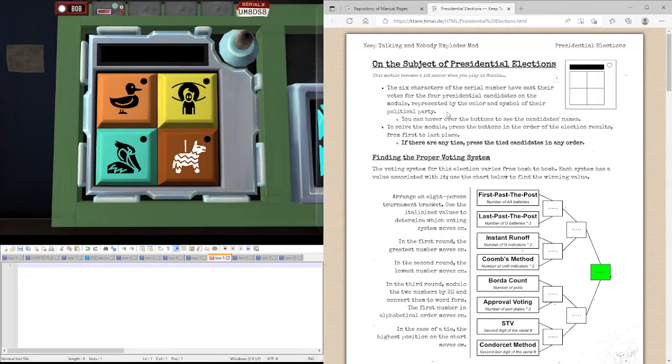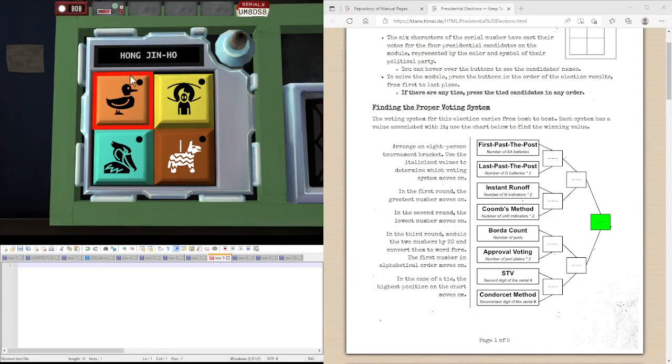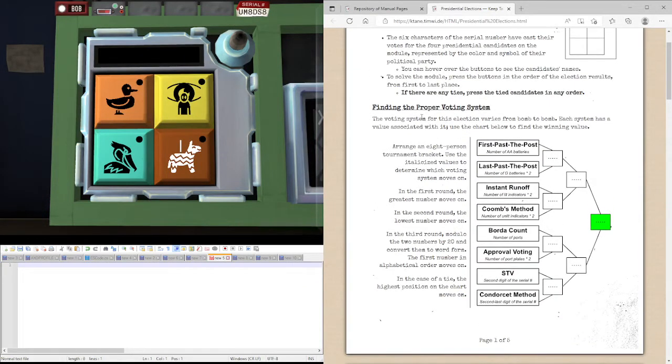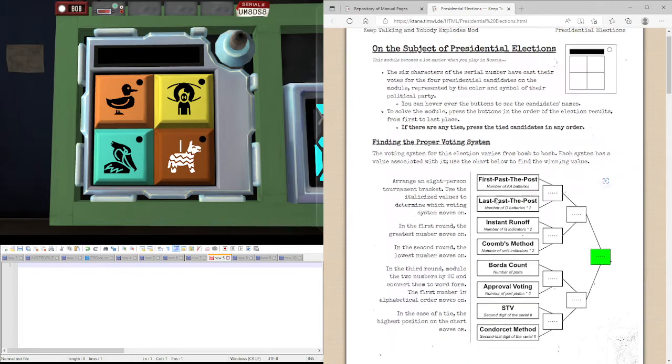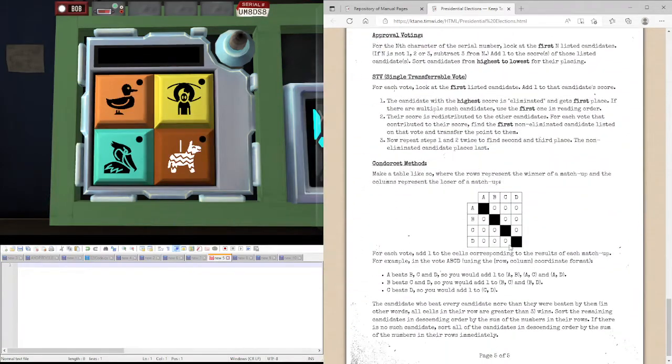So, this module is basically, we're going to be using a specific voting system to decide which order these candidates will go in. We're first going to decide what voting system we're going to use by doing a tournament bracket sort of thing here, where we're going to apply each of these numbers to each of these voting systems and follow these rules to get to the winner we're going to use. So all of these are slightly different, which are described down here.